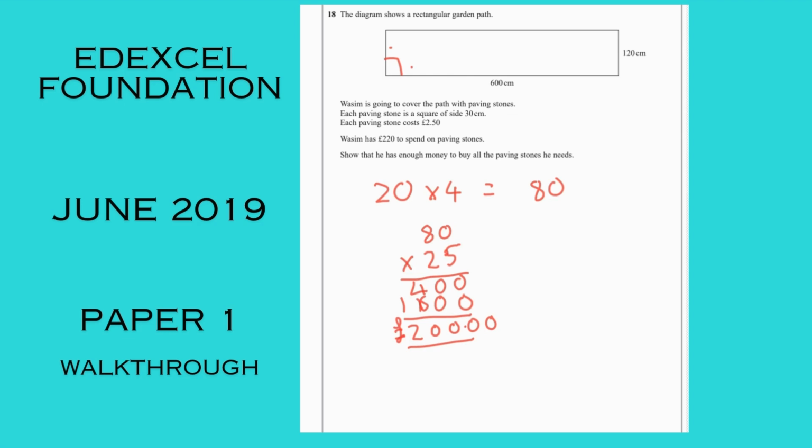Show that he has enough money to buy all the paving stones he needs. So we've got £200, so it's a case of yep, and you'll have £20 spare left over if you want that bit of extra watertightness, which obviously isn't a word.